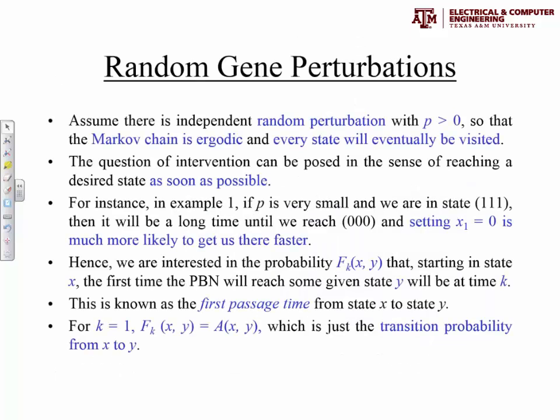Hence, we are interested in the probability f_k(x,y) that, starting in state x, the first time the PBN will reach some given state y will be at time k. You're interested in this probability. This is known as the first passage time from state x to state y. How many time steps is it going to take to go from state x to state y? If k is 1, then f_k(x,y) is basically a_xy, which is just the transition probability from x to y, from the original network. For k equal to 2, you have to do some calculations, but it can be done.